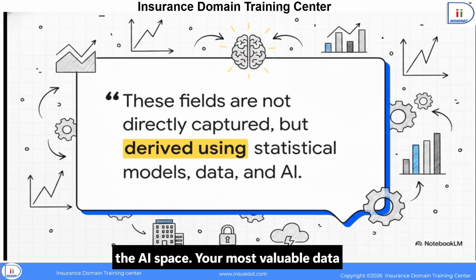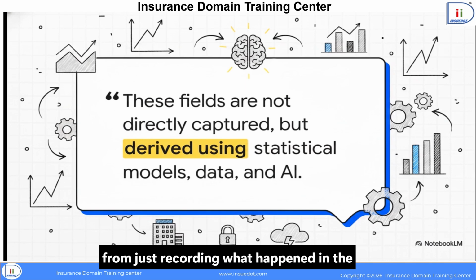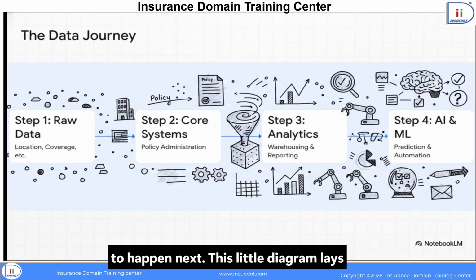And right here, this is the absolute key for anyone working in the AI space. Your most valuable data often isn't the raw stuff you collect. It's the new predictive data, these engineered features that your models create. This is how you make the jump from just recording what happened in the past to actually predicting what's going to happen next.